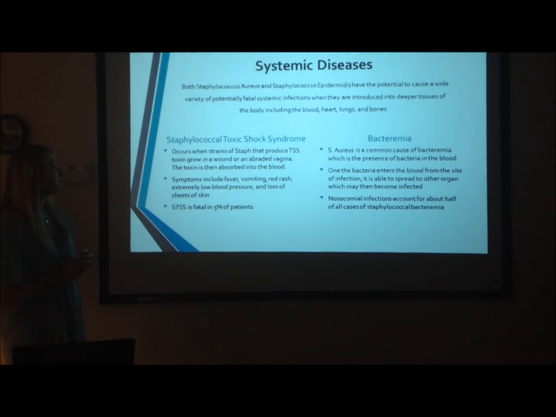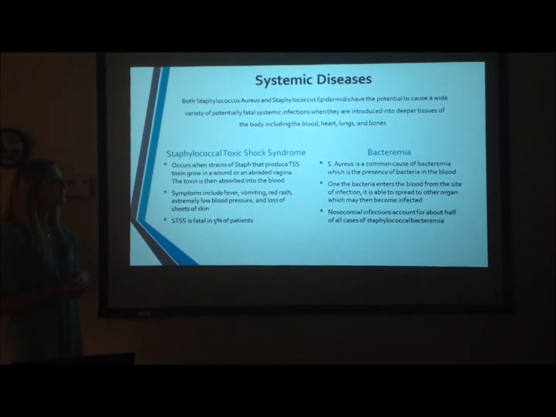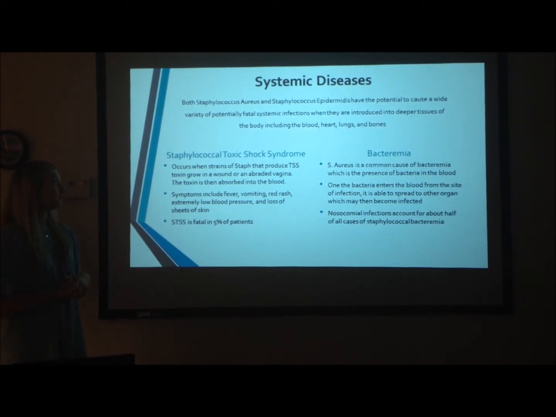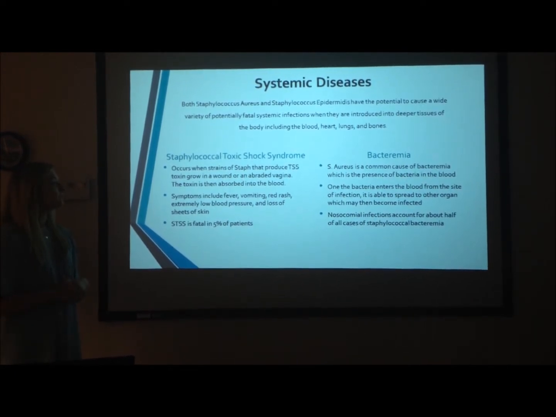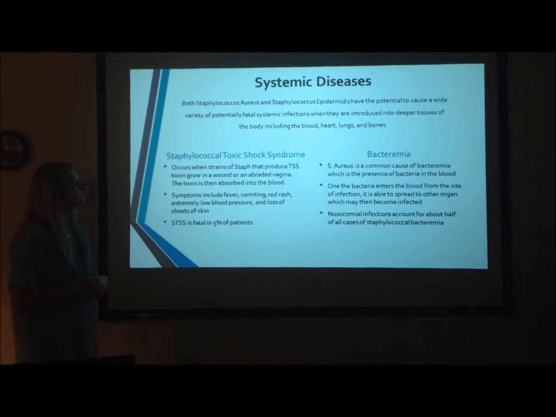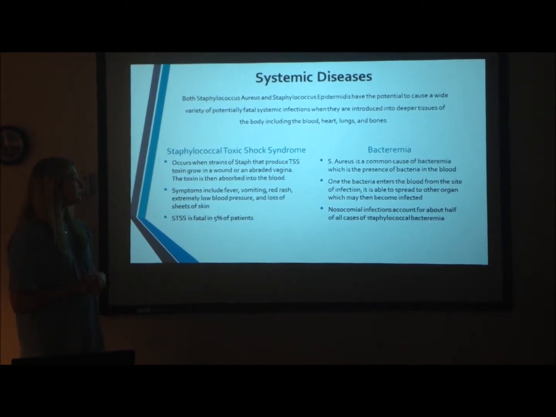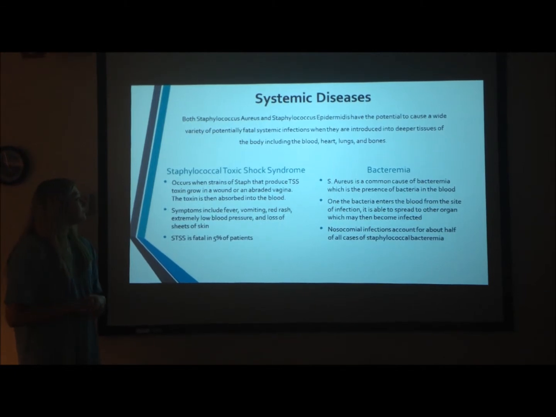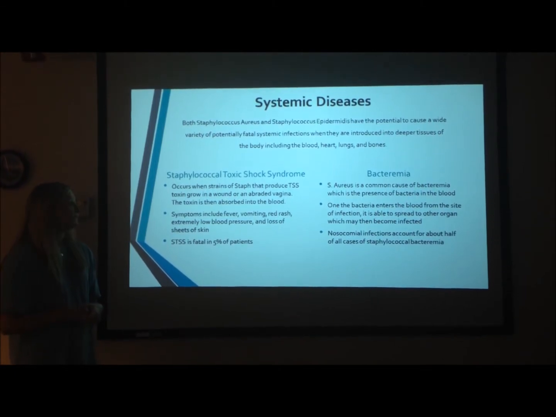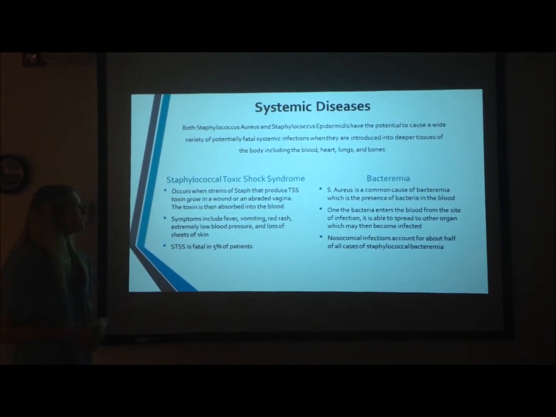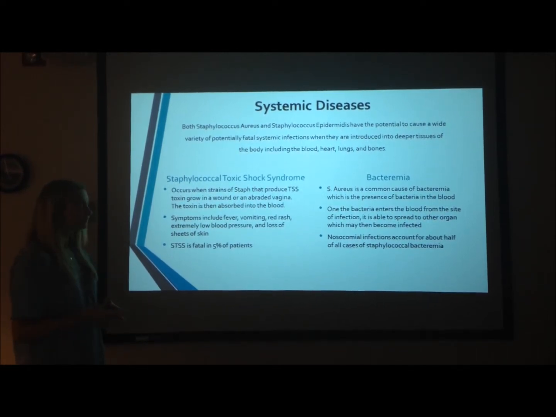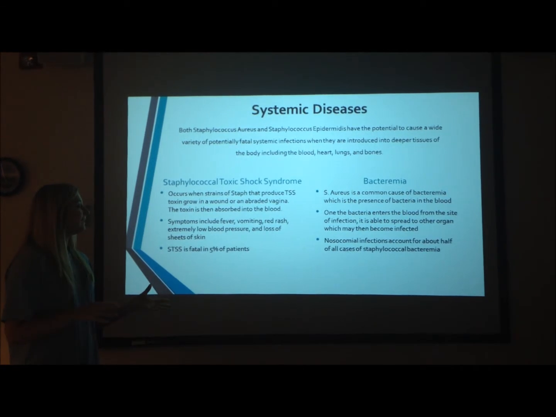Staphylococcal toxic shock syndrome. This occurs when strains of staph that produce TSS toxin grow in a wound or an abraded vagina. The toxin is then absorbed into the blood. Symptoms include fever, vomiting, red rash, extremely low blood pressure, and loss of sheets of skin. Staphylococcal toxic shock syndrome is fatal in 5% of patients, and it occurs most commonly in menstruating women. Men can obtain it, but menstruating women are most common.